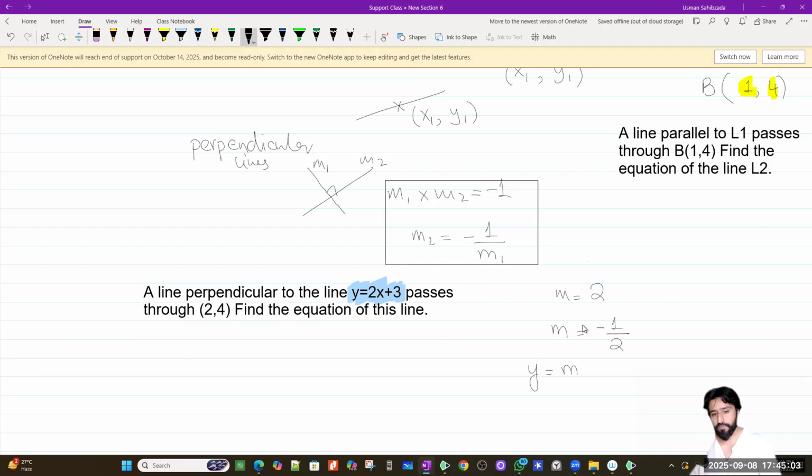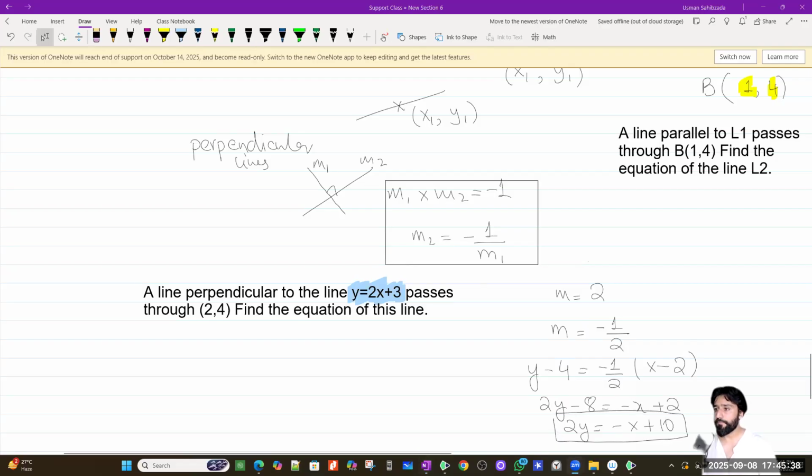and use that in the general equation of a line, y minus y1 equals m times (x minus x1). As simple as that. So in place of y1, you're plugging in 4. In place of x1, you're plugging in 2. In place of m, you're plugging in -1/2. And you simply cross multiply, simplify, the minus going inside multiplies and gives a plus. So this comes out as 2y is equal to minus x plus 10. So that's the equation of the line that is perpendicular. Easy?